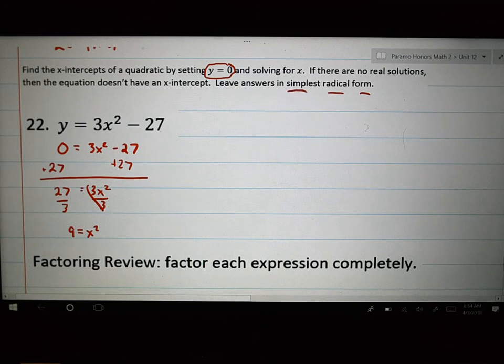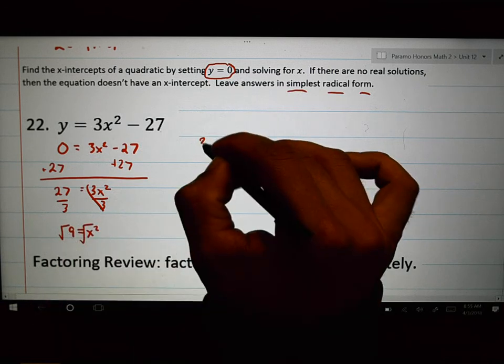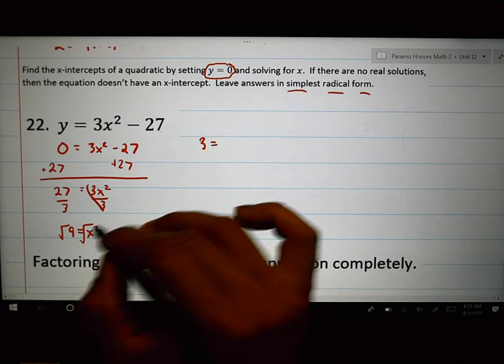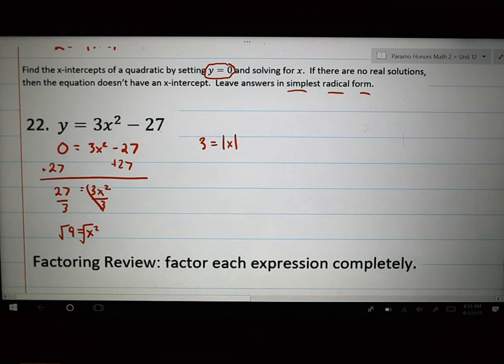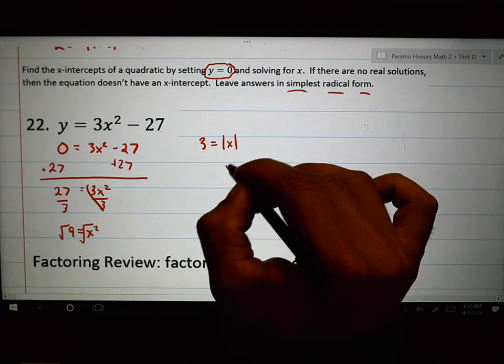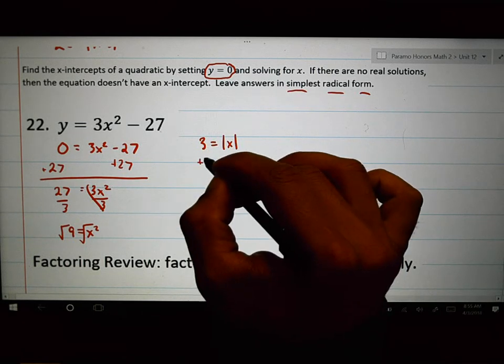And I'm going to solve by square rooting both sides. When I square root both sides, the square root of 9 is 3. The square root of x squared is the same thing as the absolute value. And the only reason I share that with you is so that you remember that x is equal to either a positive 3 or a negative 3.